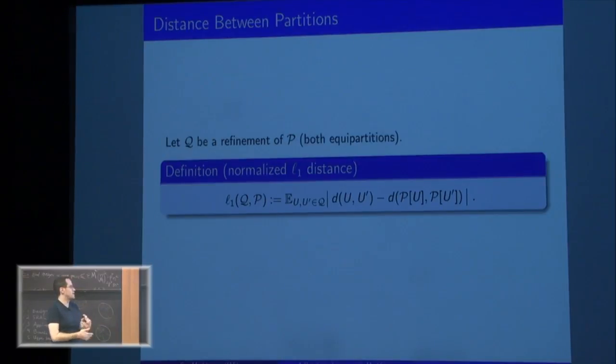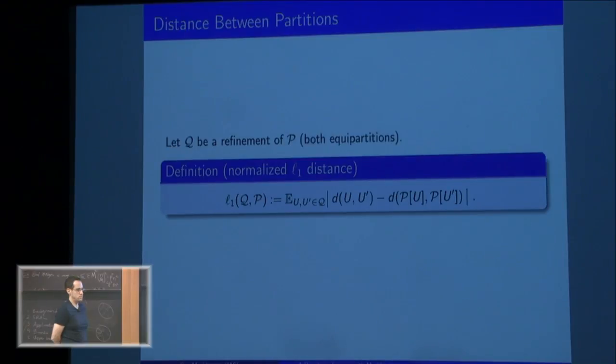Here's the normalized L1 distance between those two partitions. So we're going over all parts in Q, so all pairs of parts. Say this part and this part, two blue parts. And we are asking what is the density between them in the graph compared to the density of their parents in P, so compared to the density between those two larger clusters. And so we count the discrepancy between them, and we just sum, or rather more conveniently average this over all parts of Q.